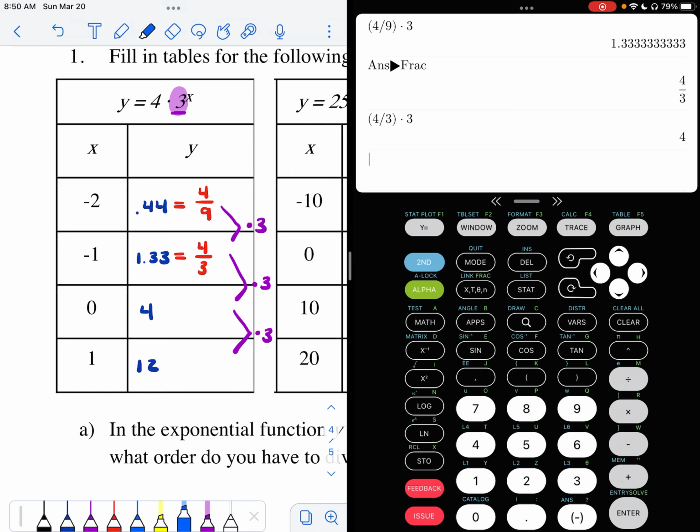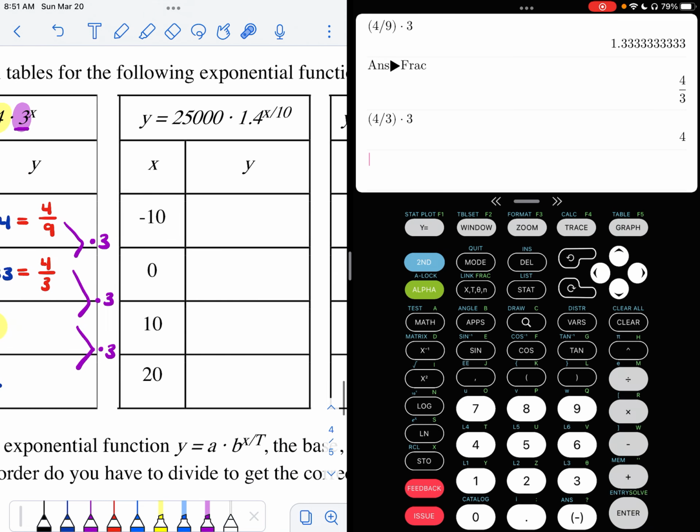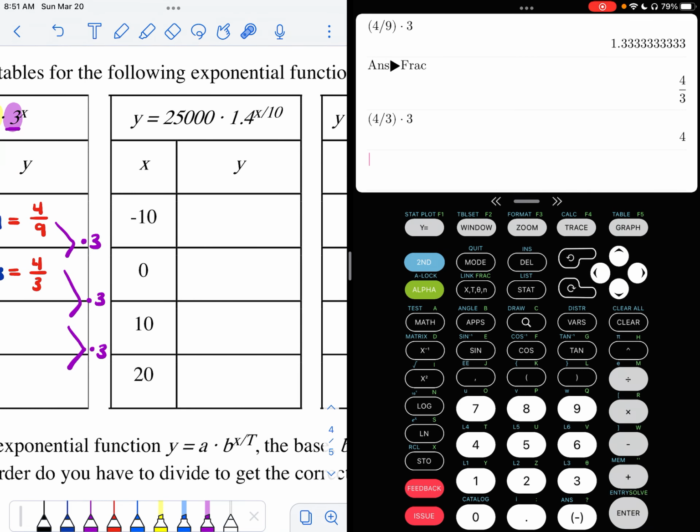Now the 4 out front, you'll notice, shows up right here. That's going to correspond to where your x value is 0. So that number out front, the coefficient in the front of this, is simply the y-intercept. That's your starting point. Kind of like we saw with our doubling time, right? We had that initial value out front, which an initial value is just a y-intercept. All right, let's go ahead and look at our next one.